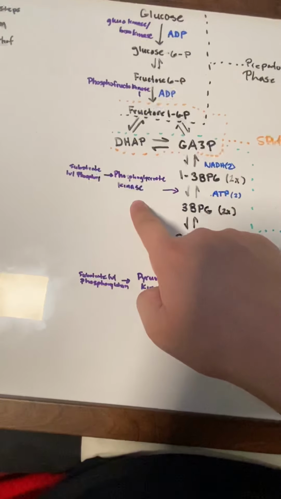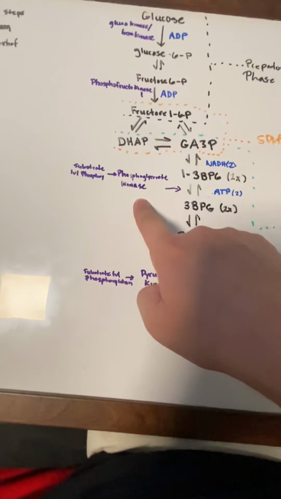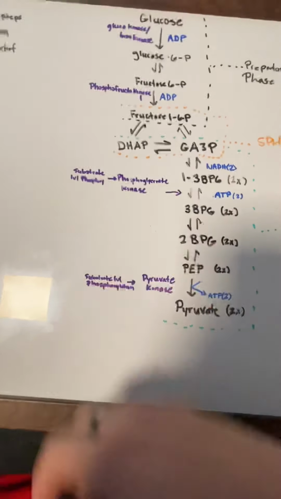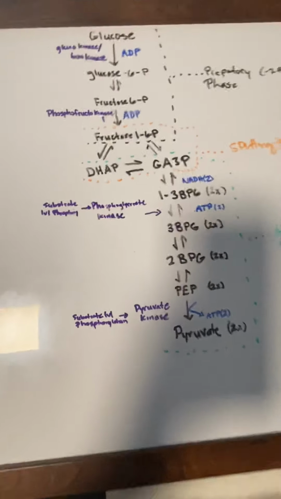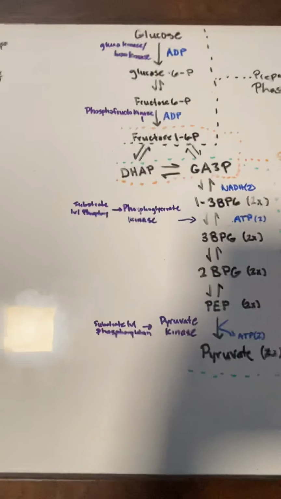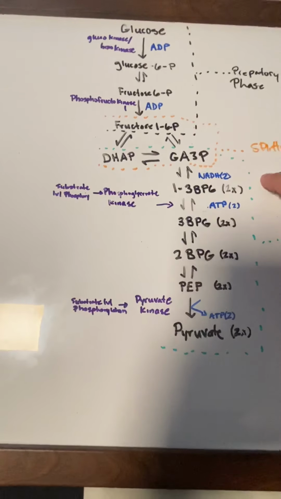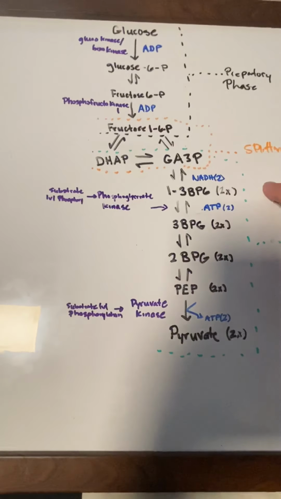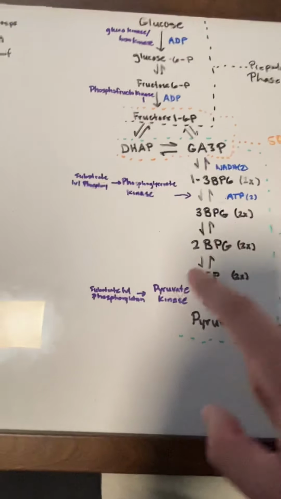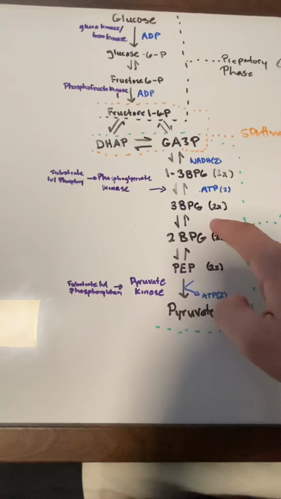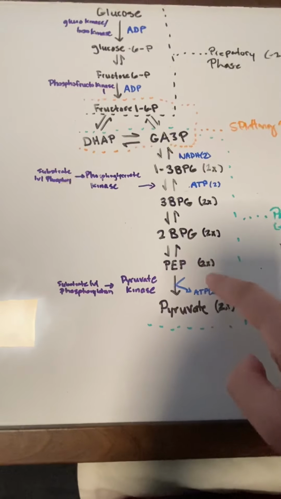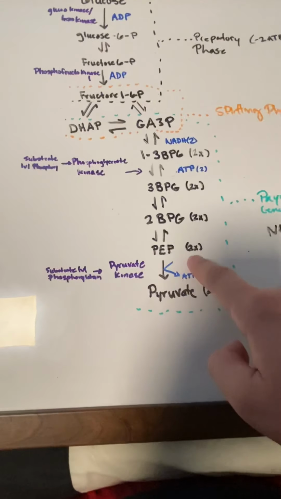we use an enzyme called phosphoglycerate kinase. And this is a substrate phosphorylation. So we create ATP in this process. So now we've created 2 ATP, we've created 2 NADHs. So if we continue on, we get 3 BPG, 2 BPG, then we get PEP.